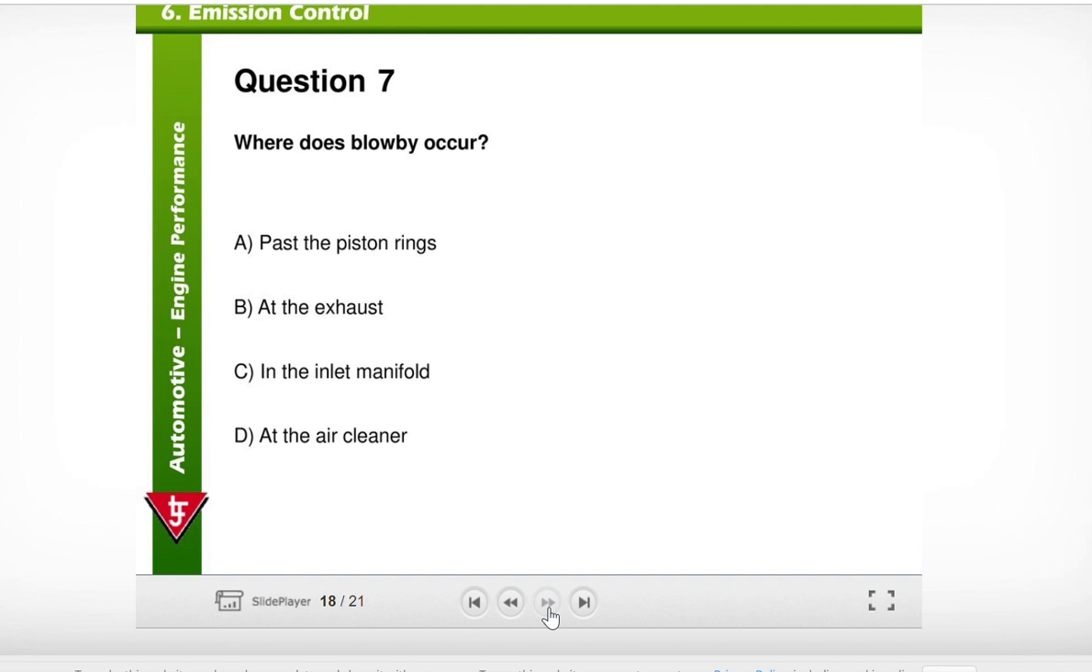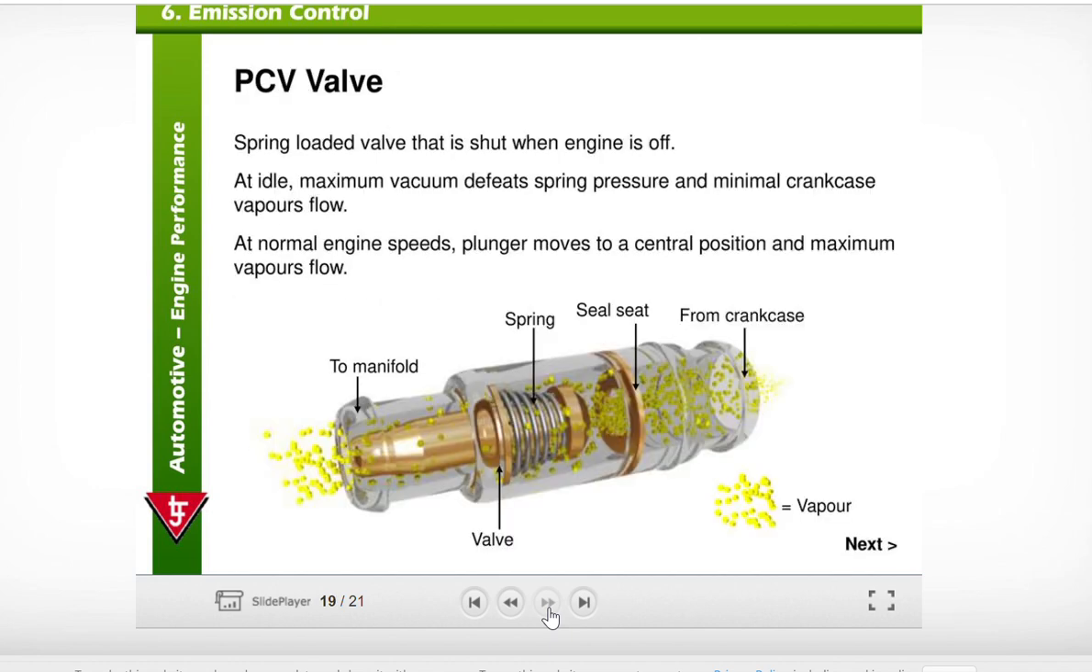So where does blow-by occur? Again, it is past the piston rings. So this is what a PCV valve looks like, and you can see this valve attached to the top cover of any petrol or gasoline engine, and even some diesel engines will have this. It tries to take all gases from the crankcase back to be burnt and not released into the atmosphere.